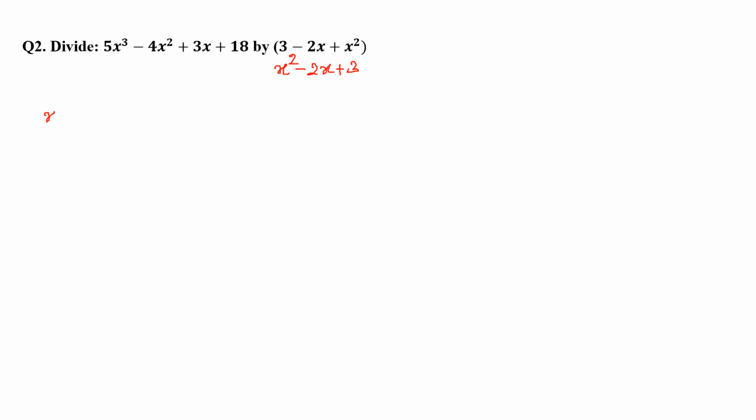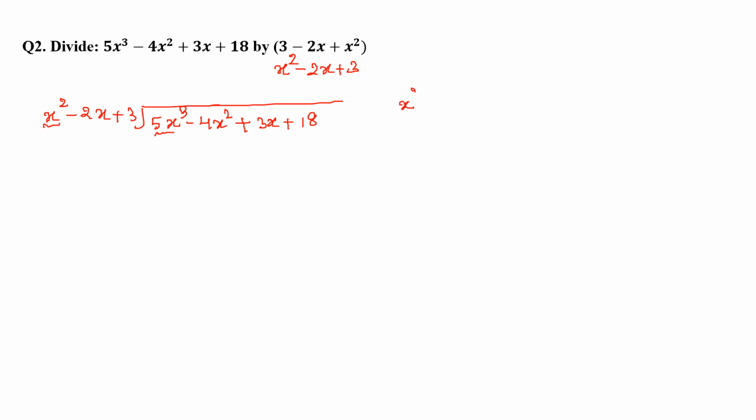So my divisor is x square minus 2x plus 3, and now I'm going to start the division. This is the divisor, and the dividend is 5x cube minus 4x square plus 3x plus 18. Now I have to divide the first term of the dividend, which is 5x cube, by the first term of the divisor, which is x square.